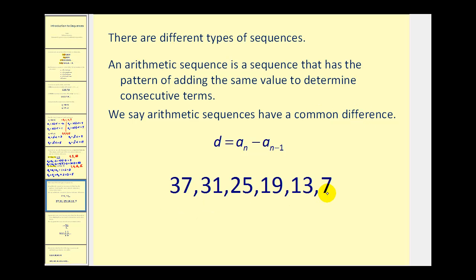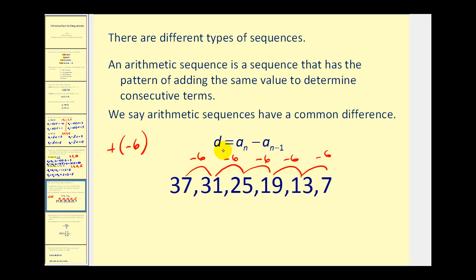So if you take a look at this sequence and start looking for a pattern, what you'll notice is that if we subtract 6 each time, we can generate the terms in the sequence. Well, the definition says add the same value each time. So remember, instead of subtracting 6, we could add a negative 6. And so the common difference in this sequence is negative 6.